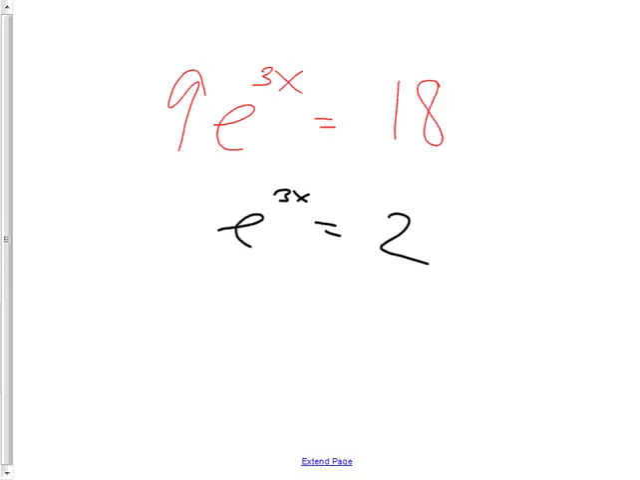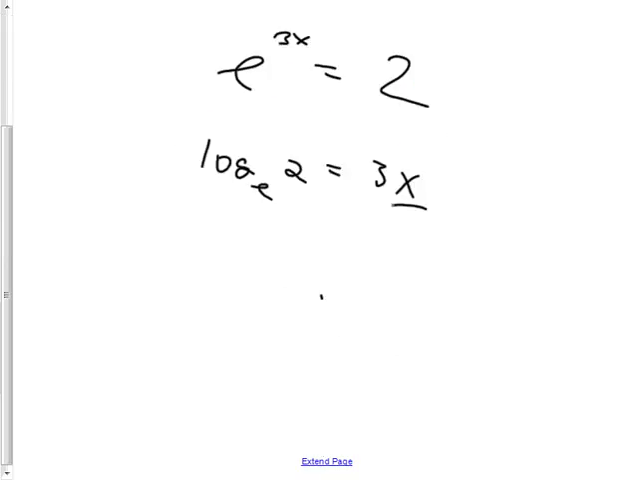So now I'm rewriting this as log base e. Could I have written ln instead? Of 2 equals 3x. And it's almost alone. I've got to just get rid of the 3. Divide by 3, divide by 3. Those cancel. Is x alone now? Yes, so there is your answer.